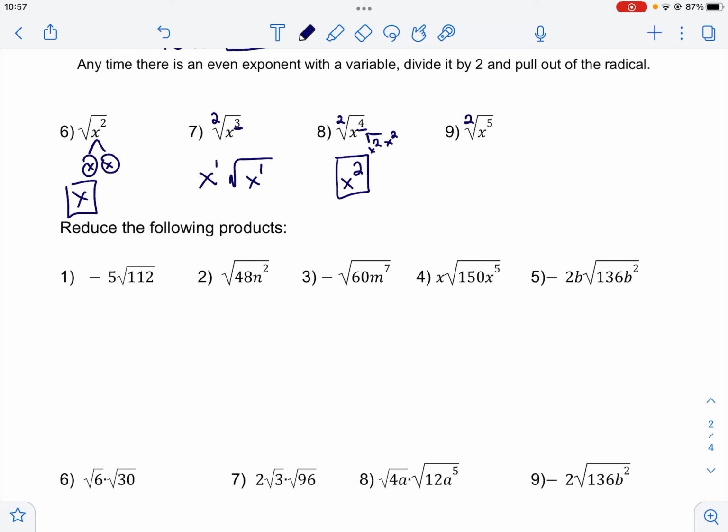In the last one here, if we had x to the fifth divided by 2, how many times does that go in? It goes in twice. So there's going to be 2 x's, or x squared, on the outside. What's left over on the inside? Well, 5 divided by 2 is 2 with 1 left over. So our final answer would be x squared times the square root of x.